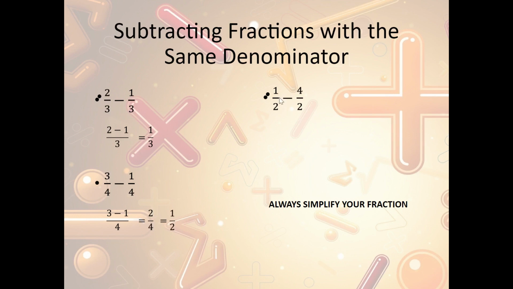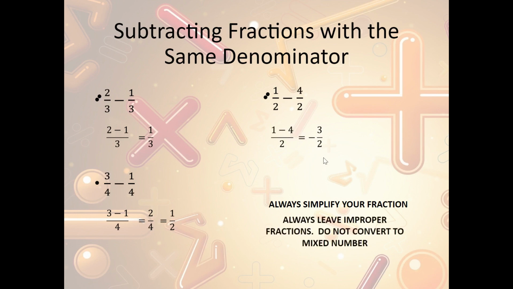Let's look at another one. We have 1 half minus 4 halves. So again, same denominator. So we're just going to subtract the numerators. So 1 minus 4. So 1 minus 4 is negative 3 over 2. So it's just negative 3 halves. And again, always leave it as an improper fraction. Do not change it to be negative 1.5. So just leave it just like that.